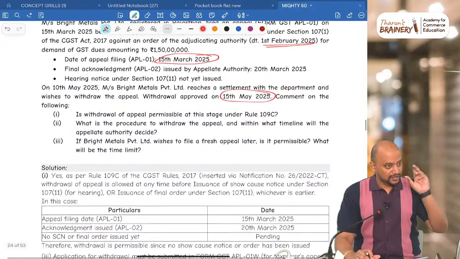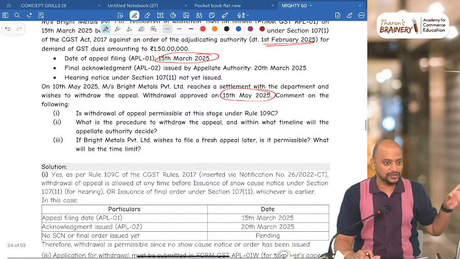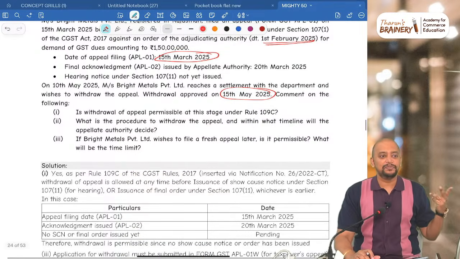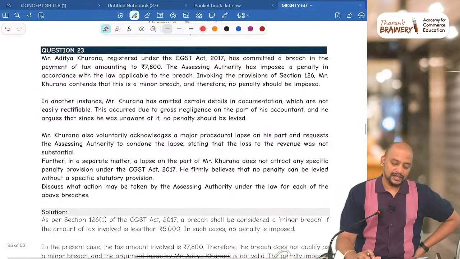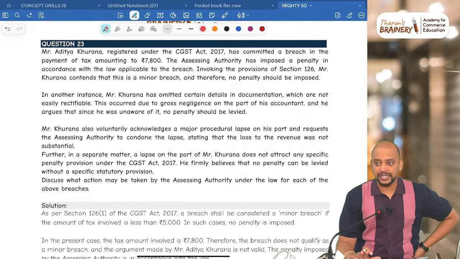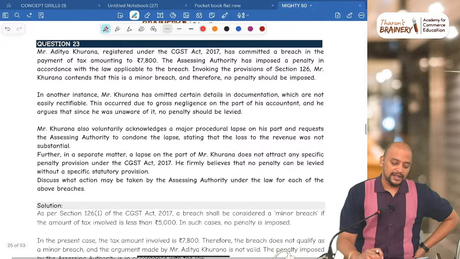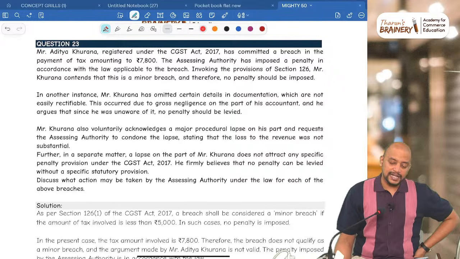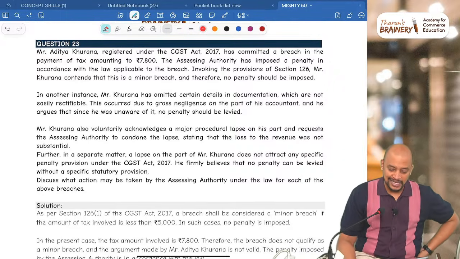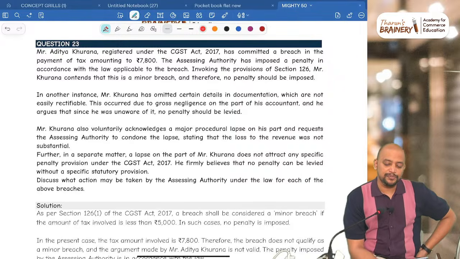Understood? Usually the CA Institute will frame questions like this only, because we all will be studying regular provisions and go. That's why. Next. But don't worry, I have searched all those things and I have given the questions. Mr. Aditya Kurana, registered under the GST Act, has committed a breach in the payment of tax amounting to 7,800. The assessing authority has imposed a penalty in accordance with the law applicable to the breach, invoking the provisions of section 126.